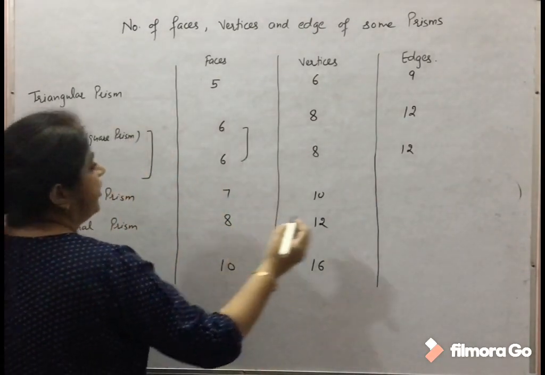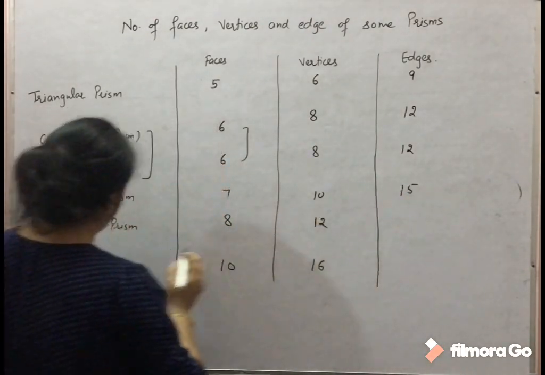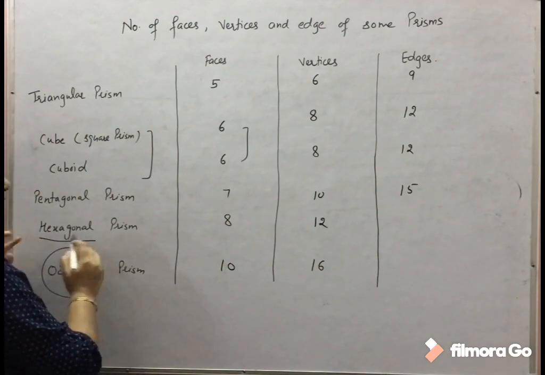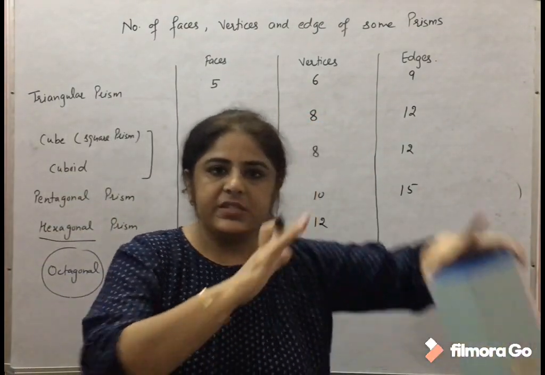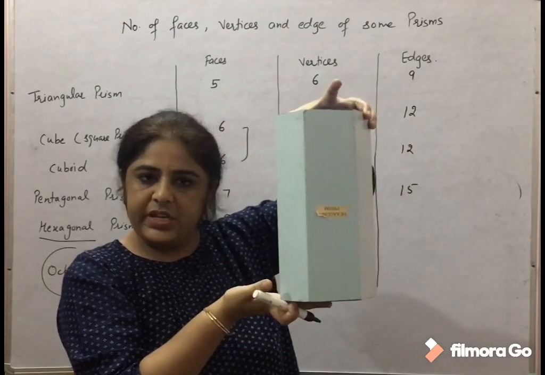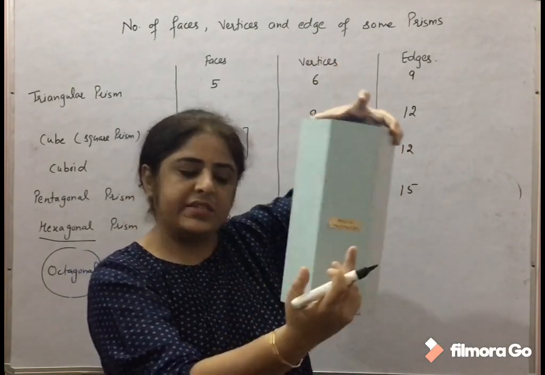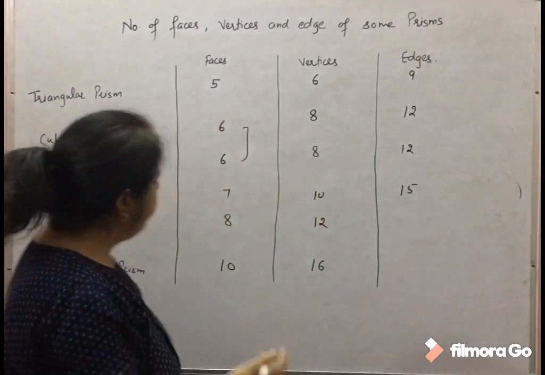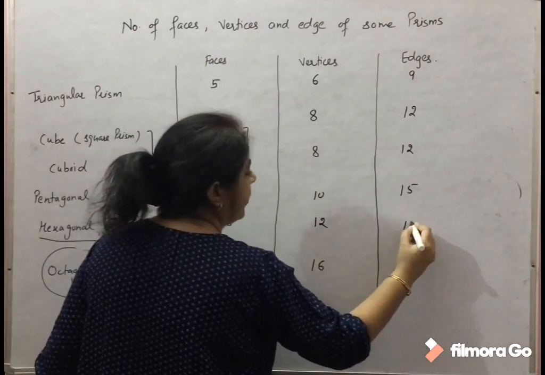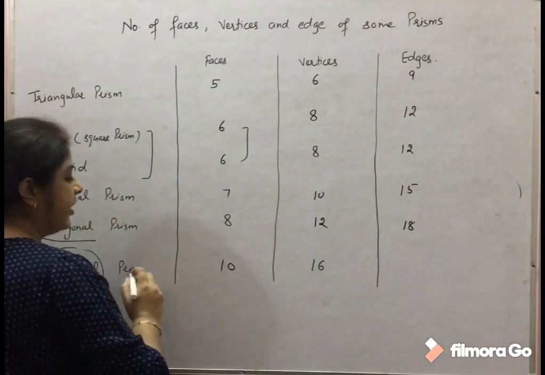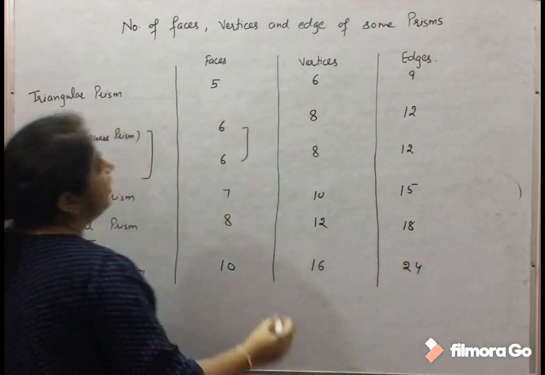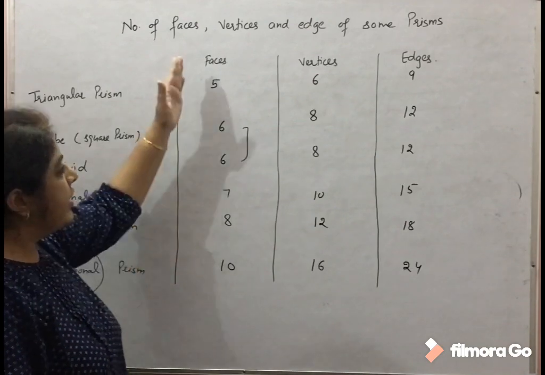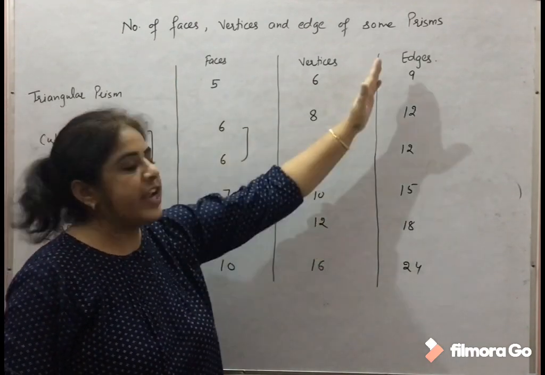Means 15. Without looking at that prism, hexagon, 6 edges at top, 6 edges at base and 6 as a side. So what would it be? 18. And what for the octagonal? 24. So in this way we have seen the faces, vertices and edges.